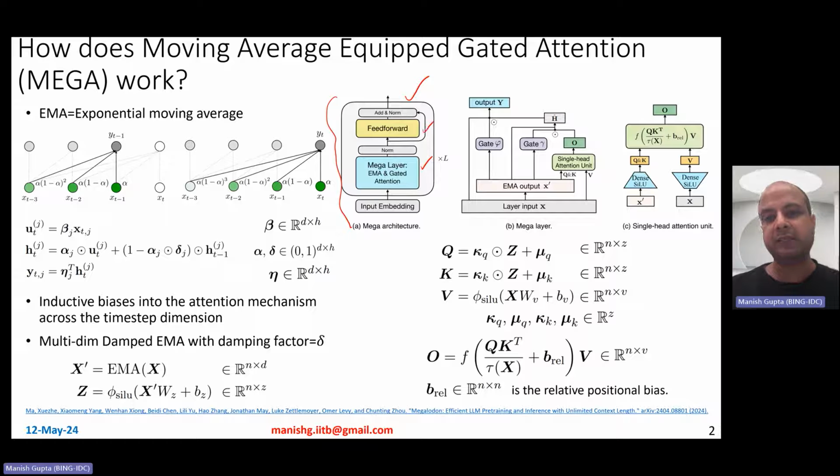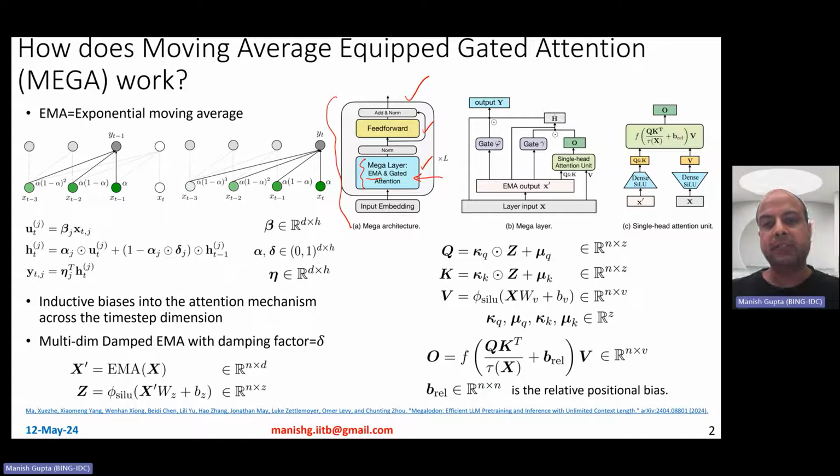But then the change in the Mega model is right there in this self-attention layer. So rather than using multi-head self-attention, they use a single head attention using what is called the Mega layer and gated attention. So the goal is to understand how this Mega layer works. The Mega layer has EMA, exponential moving average, and gated attention. And why did they propose this? Why did they replace self-attention with this kind of a layer?